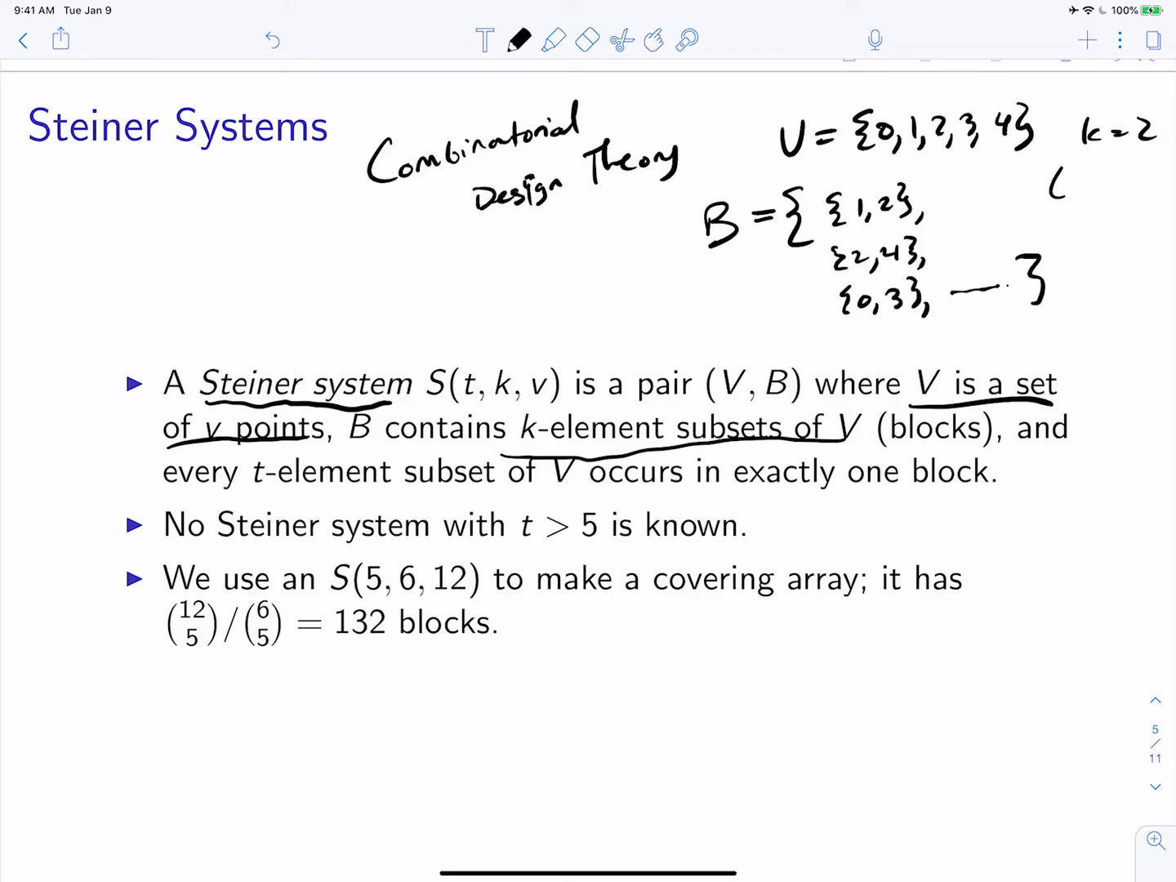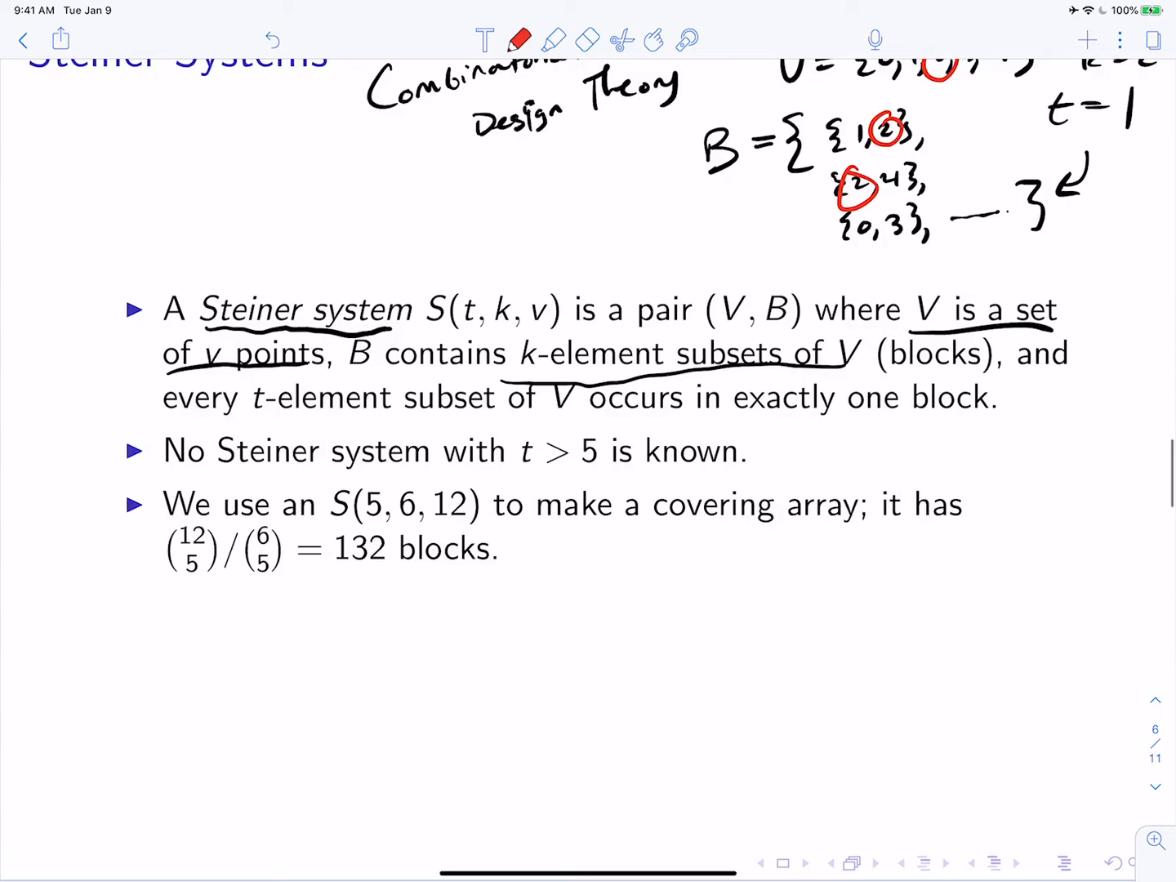block. So if I pick, for example, T to be 1, then these blocks are not a Steiner system. Why is that? Because if I pick the 1-element subset {2}, well, that appears in 2 blocks, and we require it to appear in exactly 1 block. Every other element appears at least once, so that's good, but 2 appears twice, so that's not possible. So it's not a Steiner system here. There happens to be no known Steiner system for very large T, so if you happen to find one, please let people know.